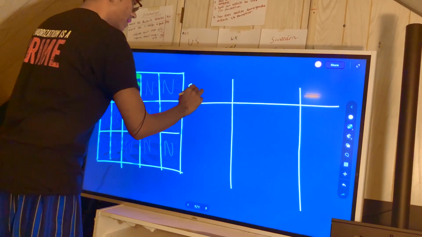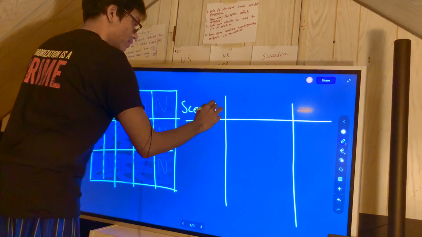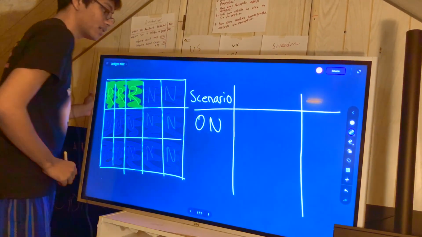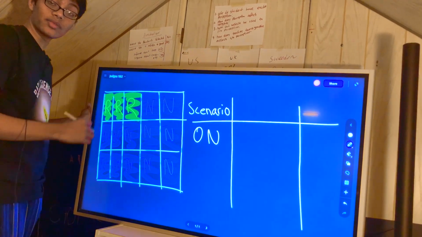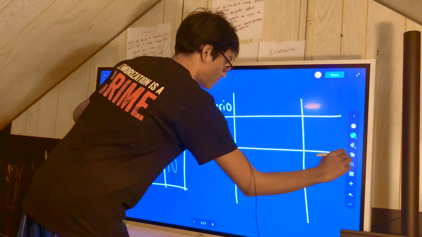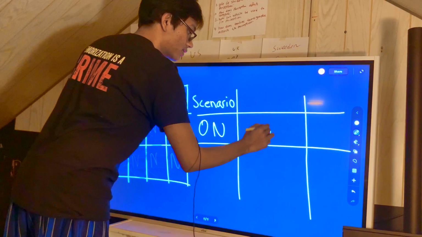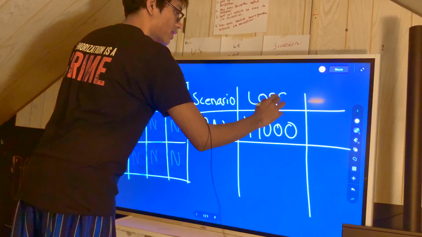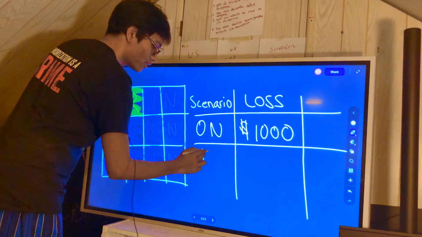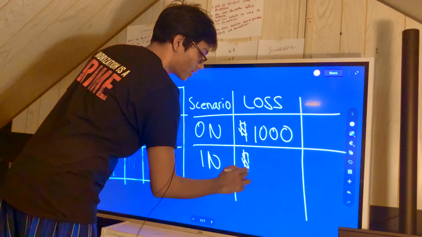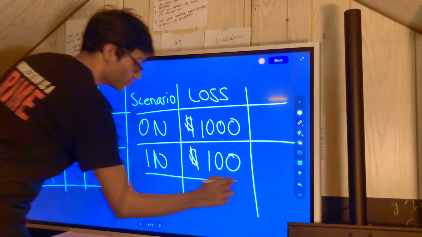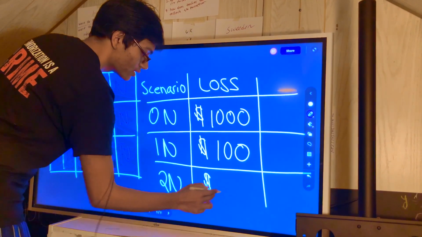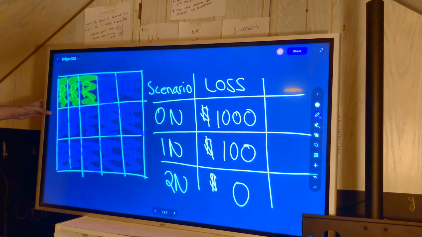Okay, let's call it scenarios. Scenario number one is when the customer gets 0 new computers. That means you lose out $1,000. Okay, that's your loss. If he gets 1 new computer, you lose out only $100, so 10 times less in magnitude. And if he gets all the new computers, then as you might expect, you lose no money.